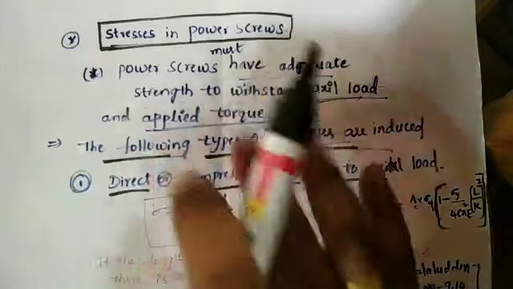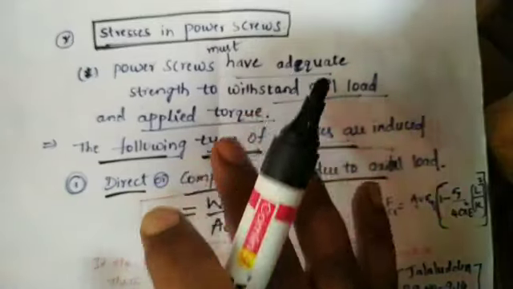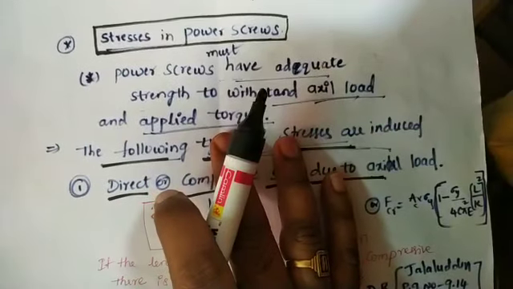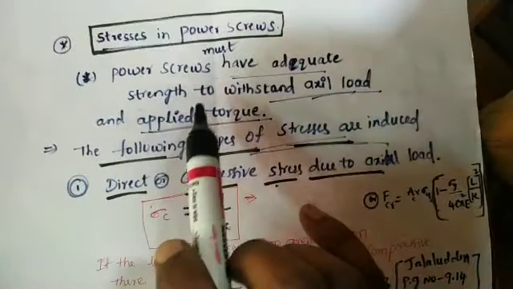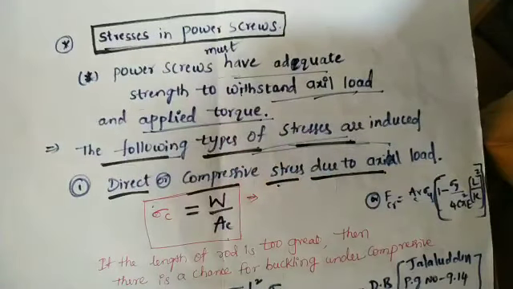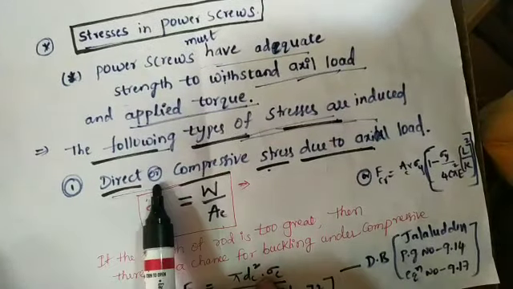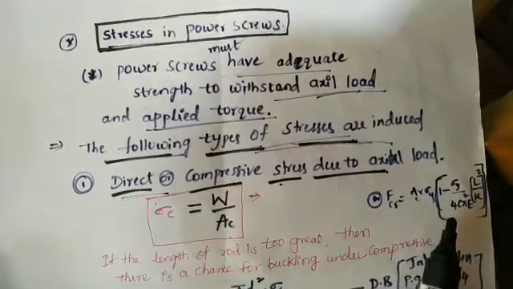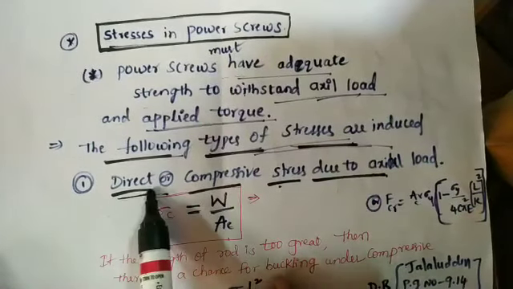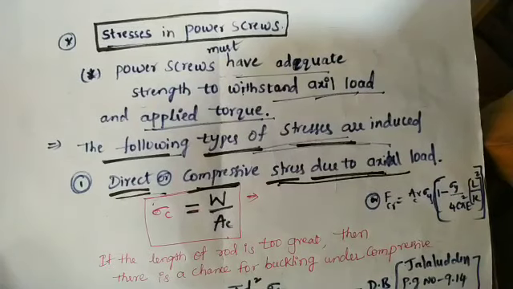Some of the stresses induced in the screw rod are as follows. The power screws must have great strength to withstand the axial load and the applied torque. This is the first type of stress induced in the screw rod. So what is the first one? Direct or compressive stress due to axial load.